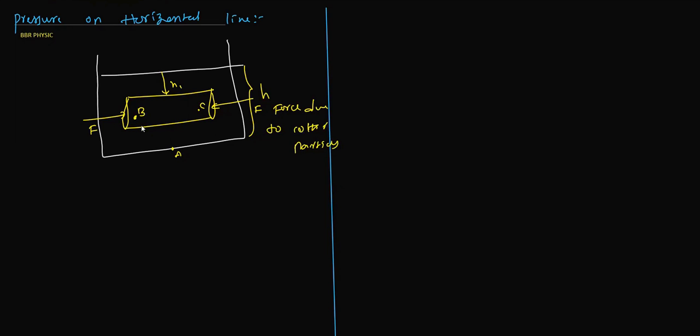So these both are on a horizontal line. So F1 should be equal to F2. Pressure is equal to what? F upon area. F can be written as P into area. So what can we write here? We can write it like this.